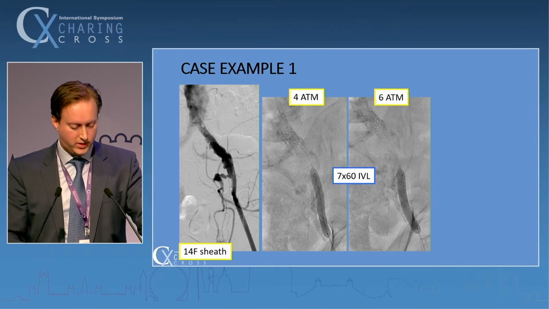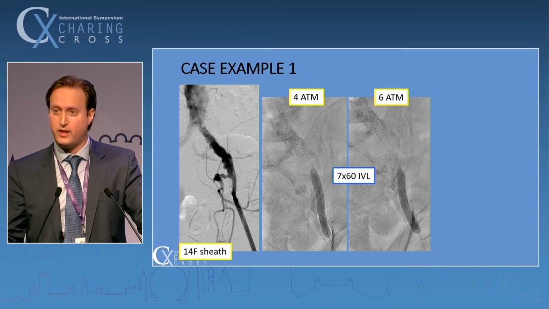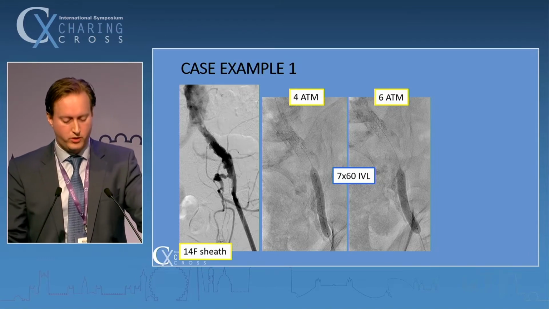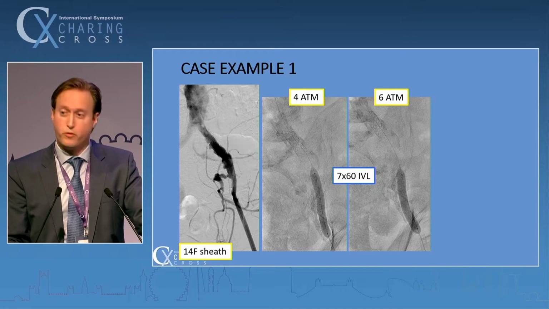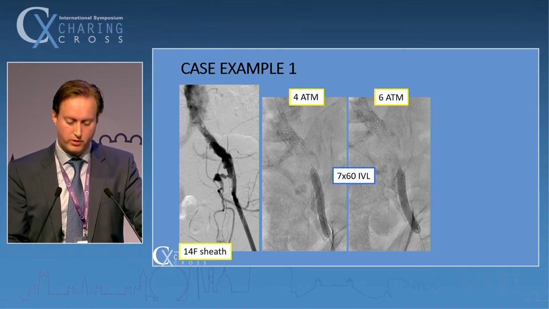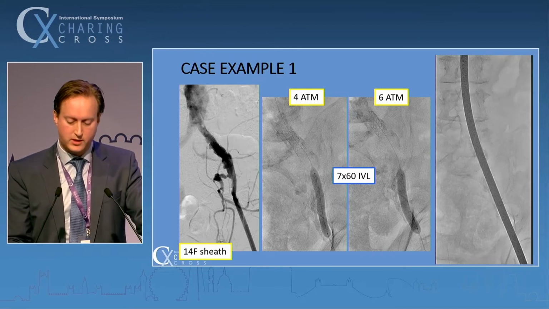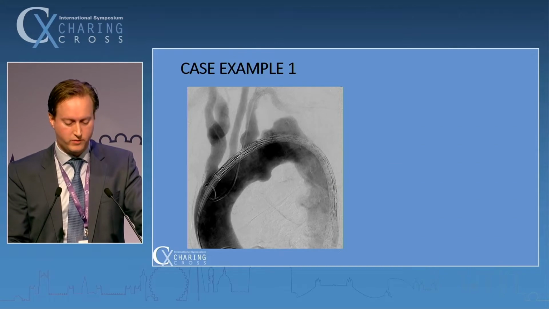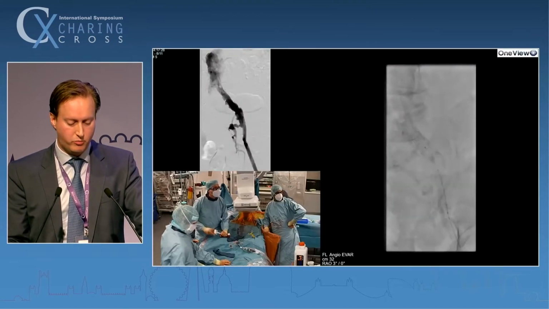This is an image over a 14 French sheath, and then after that, the 8 millimeter was not yet available, unfortunately, but I used a 7 millimeter IVL catheter. First go up to 4 atmospheres, so very low pressure to really crack your calcium and change vessel compliance, and then go up to 6 atmospheres, and then I was able to advance first a sheath and then the endograft itself, and I was able to finish the procedure without any problems.